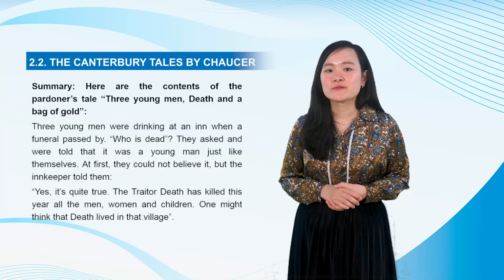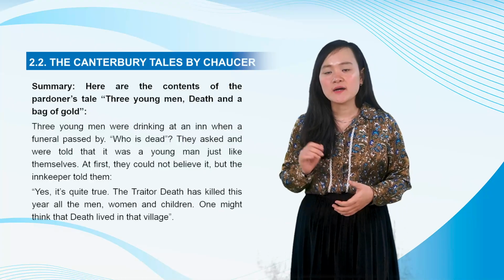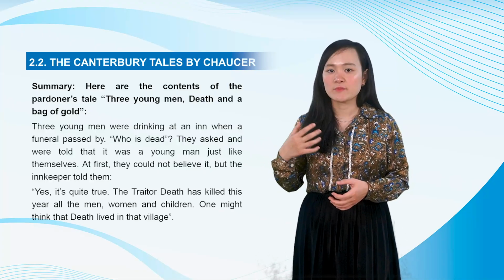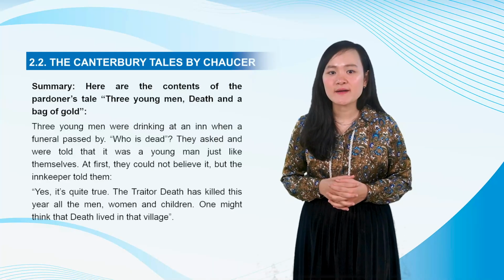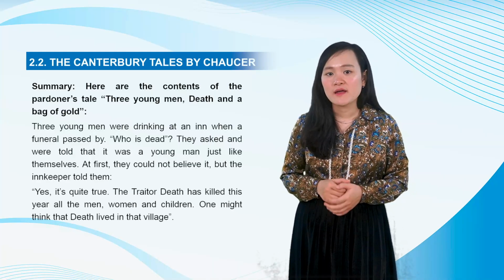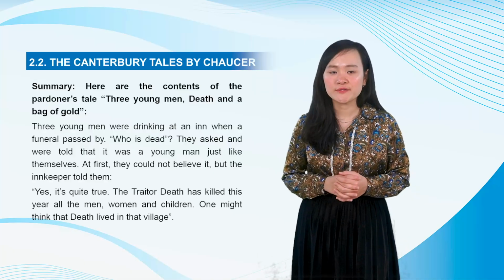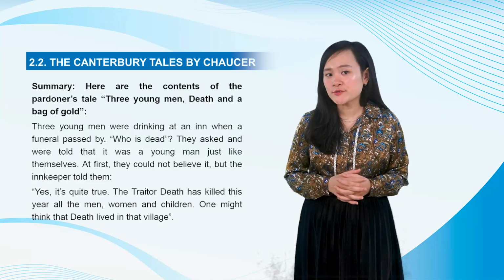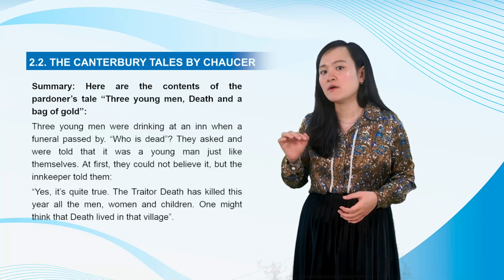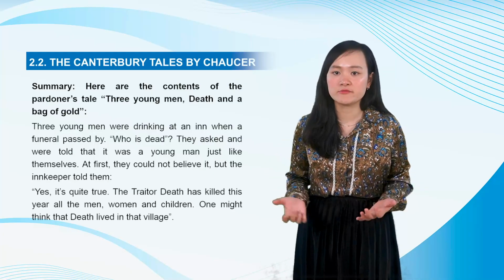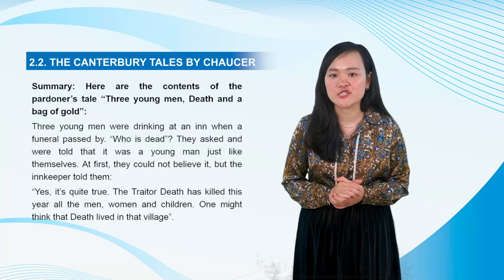Three young men were drinking at an inn when a funeral passed by. Who is dead? They asked and were told that it was a young man just like themselves. At first, they could not believe it, but the innkeeper told them, yes, it's quite true. The traitor Death has killed this year all the men, women, and children. One might think that Death lived in that village.